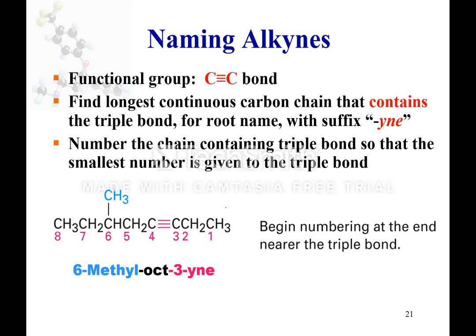We number the chain so that the triple bond gets the lowest number, so we number from the right-hand side to give it the number 3, where the triple bond begins. There's also a methyl substitution at 6, so the name of this compound is 6-methyl-oct-3-yne.